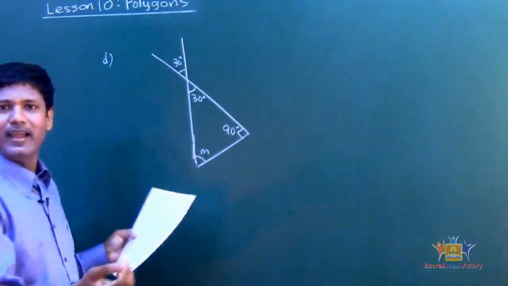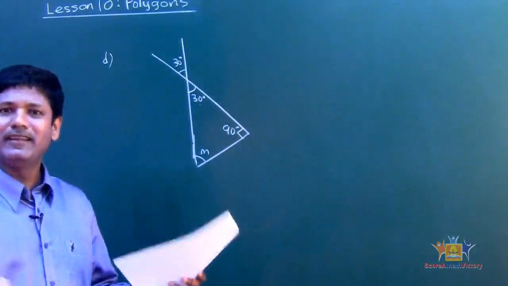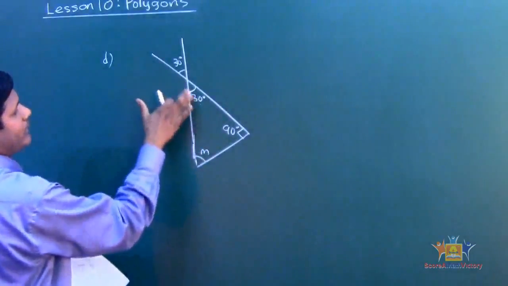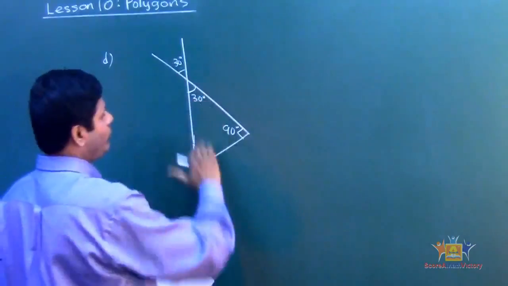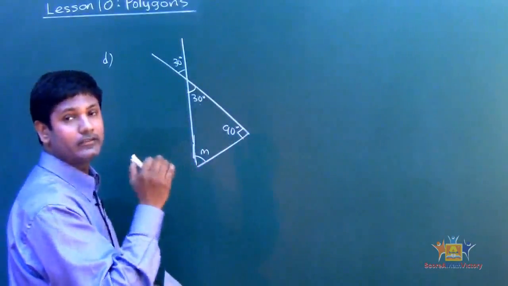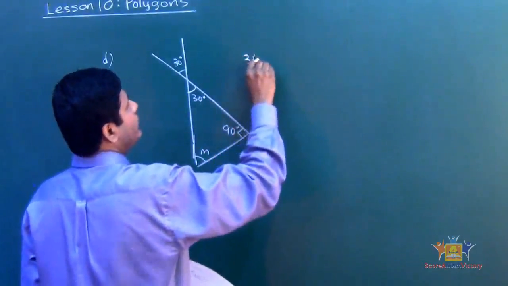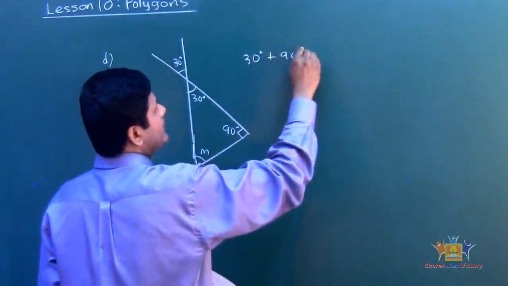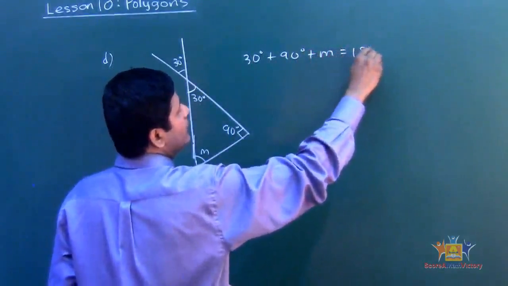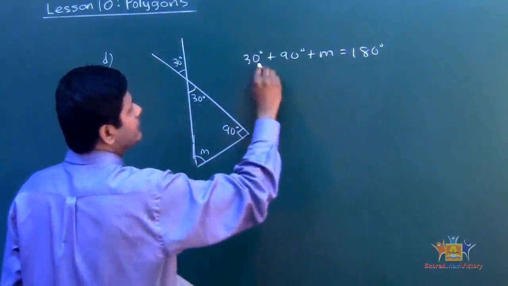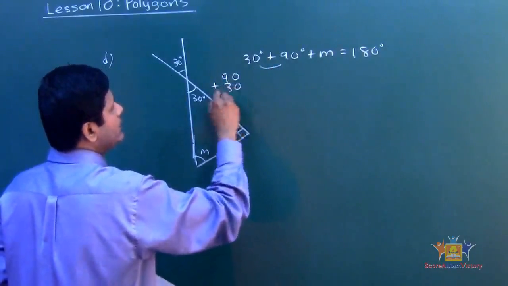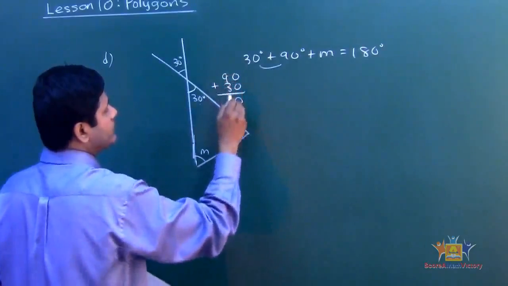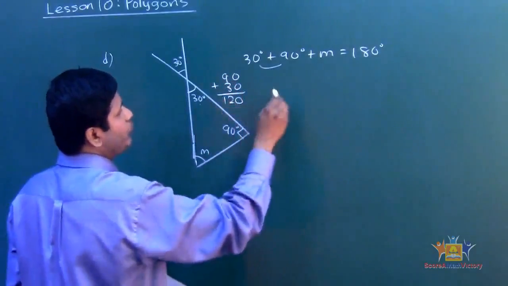It's going to be easy. See that? It's so easy, isn't it? Knowing this is why you gotta know. If this is 30, that one's going to be 30. So we know the total of the inside angles for a triangle is 180. That means 30 plus 90 plus M equals 180. And I'm looking for M, so I'm going to add these two. 90 plus 30: 0 plus 0 is 0, 9 plus 3 is 12. That means 120 degrees.